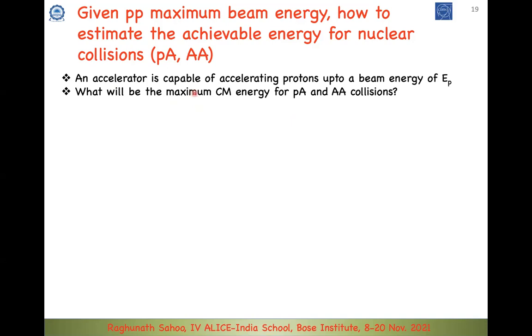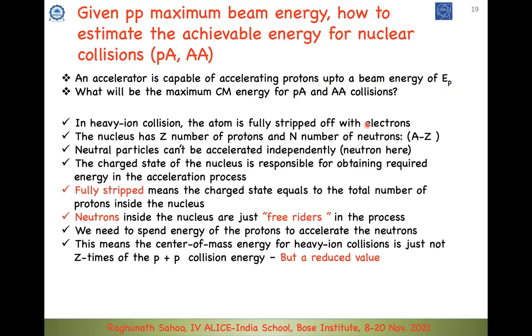An accelerator is capable of accelerating protons up to a certain beam energy of E_p. Let me write that E_p is the proton beam energy. So what will be the maximum center of mass energy for pA and AA collisions? To answer this, you see, I have written so many things, so just follow me and then it will be very clear.